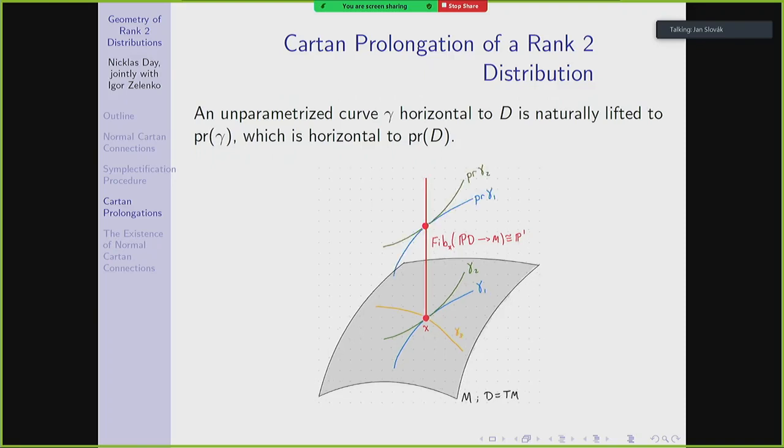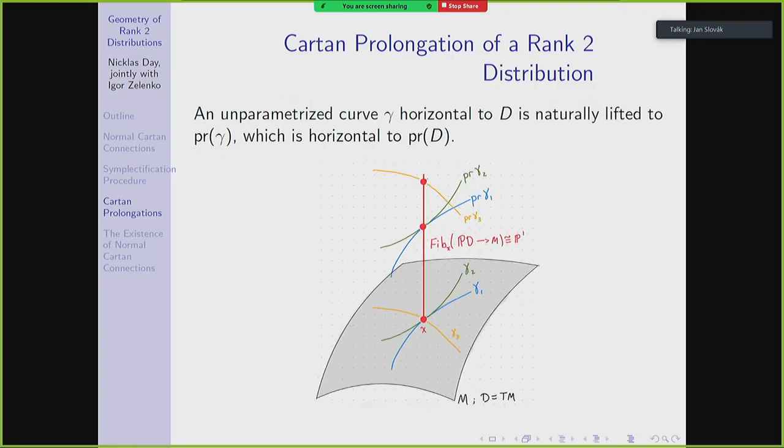And two of these things agree if and only if their tangent lines agree, right? So if I have two curves with the same tangent line, they lift to the same thing. If gamma 3, this orange one, has a different tangent line, it lifts to something different, right? So we're separating these things according to their jets. We're separating these curves according to their derivatives up to reparametrization.